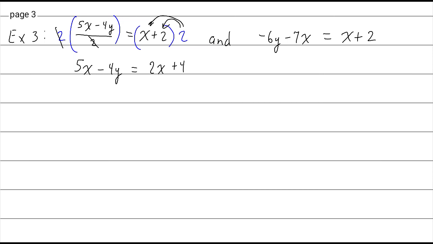All right, so to get y by itself, I'm going to start off by subtracting 5x from both sides. Okay, if I subtract 5x from the left side, it cancels out that positive 5x. If I subtract 5x from the right side, 2x minus 5x is negative 3x plus 4. Finally, divide everything by -4.